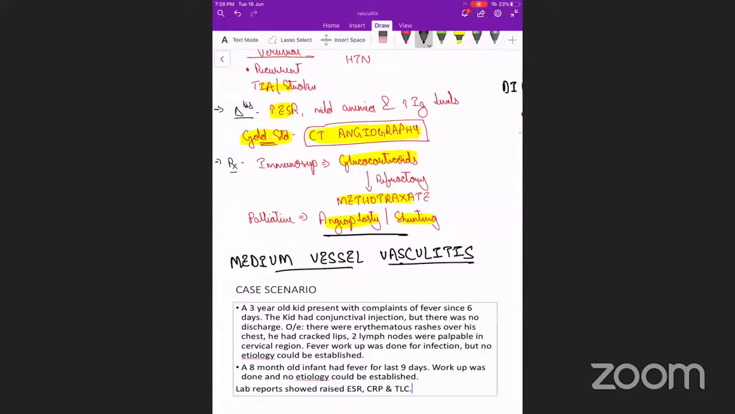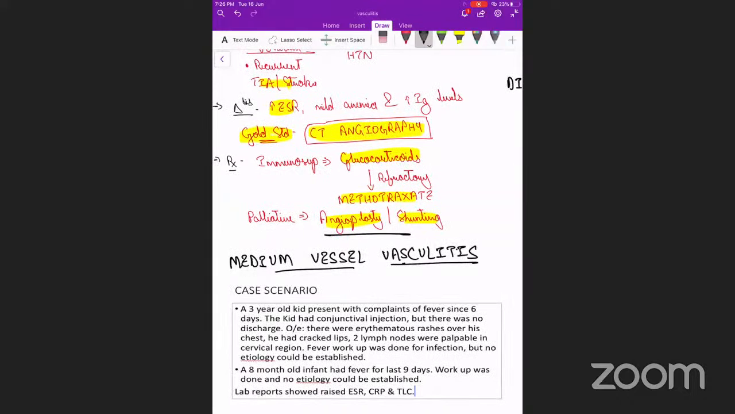The first one is a three-year-old kid who presents with complaints of fever for 6 days. The kid has conjunctival injection, but there was no discharge from the conjunctiva. That means it is not infective in etiology. Yes, you guys have already diagnosed it. Very good, Avantika. These are classical features of Kawasaki disease. So that was the first case.